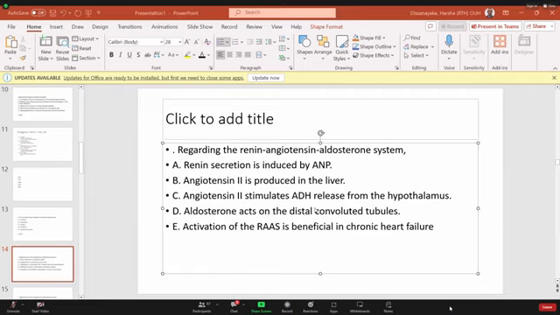This fluid retention, therefore, can worsen edema. And in the long run, aldosterone has negative effects on myocardial remodeling that worsens heart failure. So we know RAM activation is a maladaptive response in heart failure, and that's the very reason we block the system using ACE inhibitors, ARBs, ARNI, or MRAs, mineralocorticoid receptor antagonists, in the treatment of chronic heart failure. Any questions there?